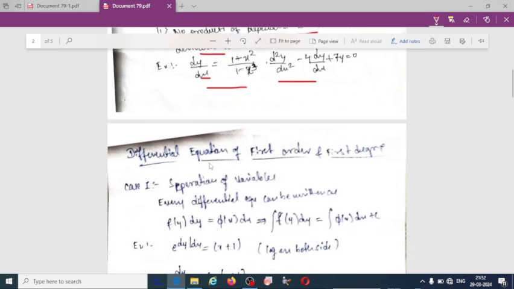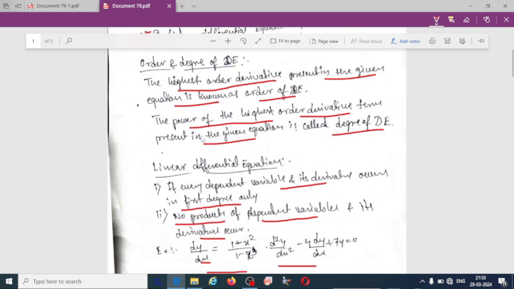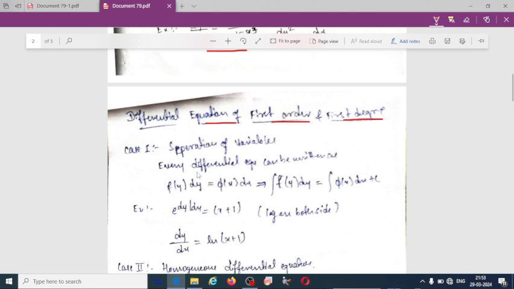So we have differential equations of first order and first degree. We have differential equations of second order and second degree also. As I said, I have explained the definitions of order and degree. So in first order and first degree differential equations, case 1 is separation of variables.